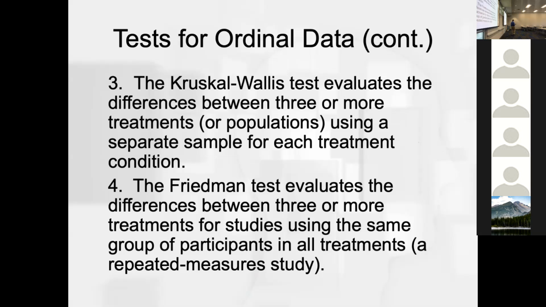The Kruskal-Wallis test evaluates the differences between 3 or more treatments or populations using a separate sample for each treatment condition. And so what would be the parametric equivalent for the Kruskal-Wallis test? One way ANOVA, yes.